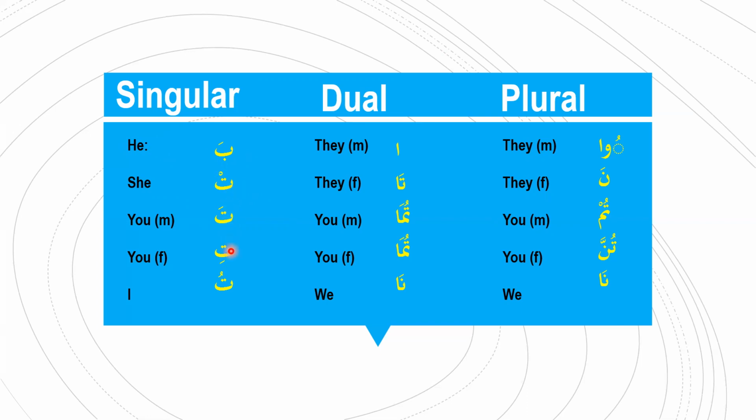Here we'll add a ta for feminine, ti, for I, tu. For they dual, alif. For they, feminine, ta, fatha, alif. For you, masculine, tuma, and feminine, tuma. For we, it'll be na. For the plural, they, masculine, we'll put a dhamma on the last letter and add a waw and an alif. On the feminine, we'll put a na. On the you, masculine, more than two, we'll say tum. And again, for the feminine, more than two, tunna, and we is the same, na.